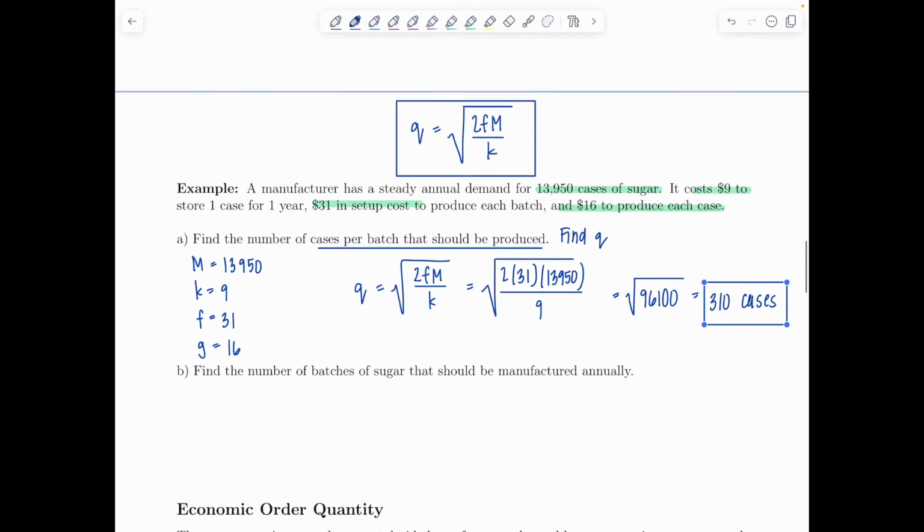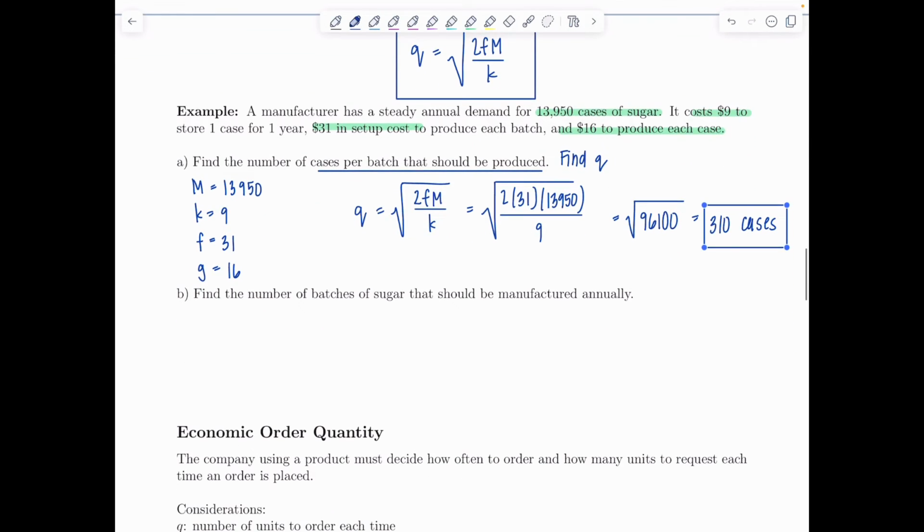Part B says, find the number of batches that should be manufactured annually. So remember, number of batches is M divided by Q. So if we need to make 13,950 cases in a year, and each batch has 310 cases, then we're going to be making 45 batches per year. Almost 4 a month. Okay, good.